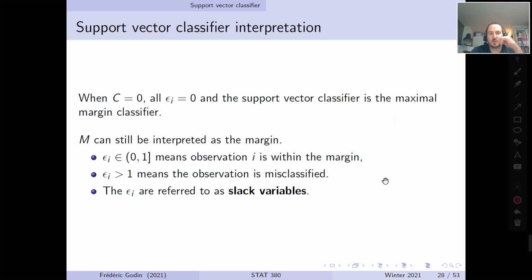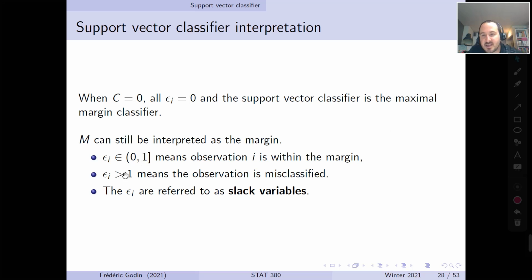Okay, so as we said, when the capital C parameter is strictly 0, then it means that all epsilons are 0 and we allow for no violation of the margin or the hyperplane. Okay, so in that case, the support vector classifier falls back on the maximal margin classifier.